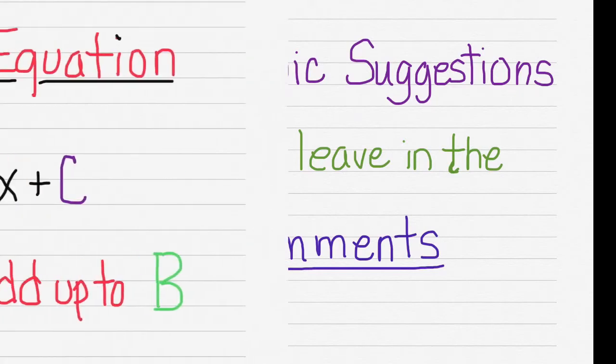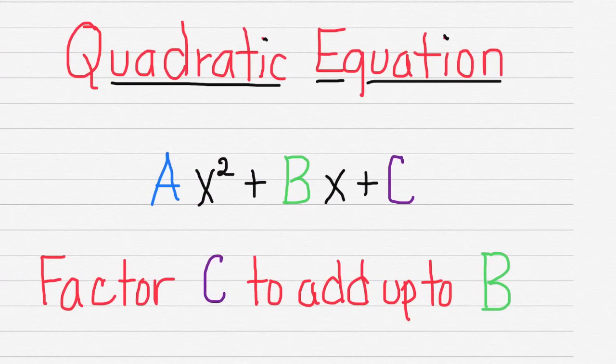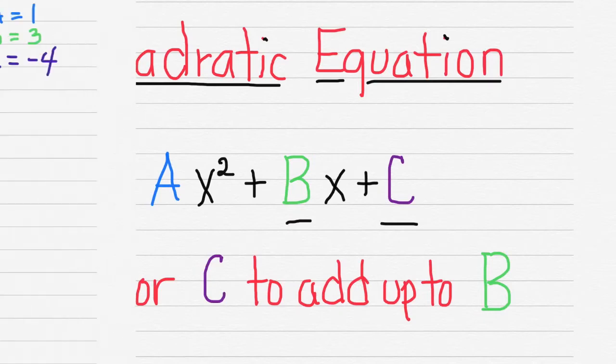The standard form of a quadratic equation is ax squared plus bx plus c, where a, b, and c are coefficients, which is just a numeric quantity. And the goal is to factor c so it adds up to your b coefficient.